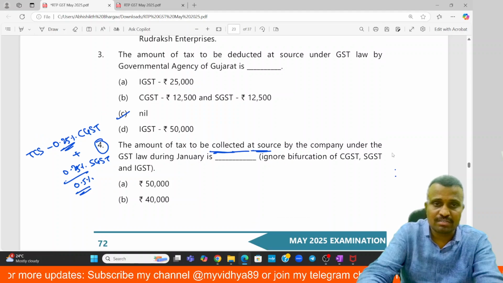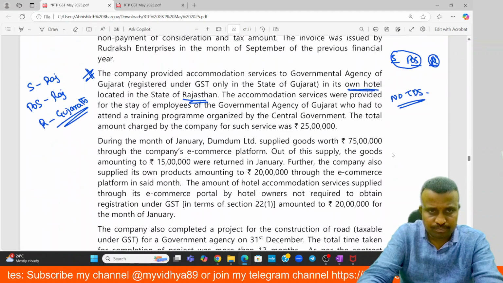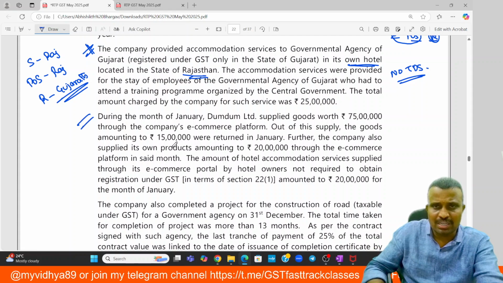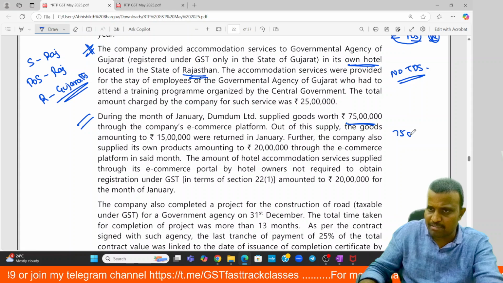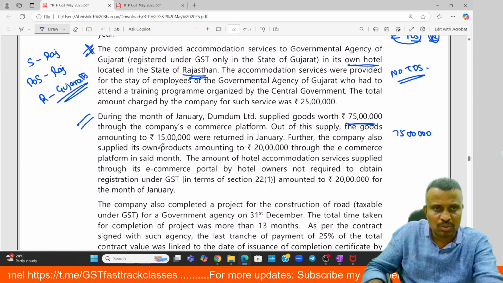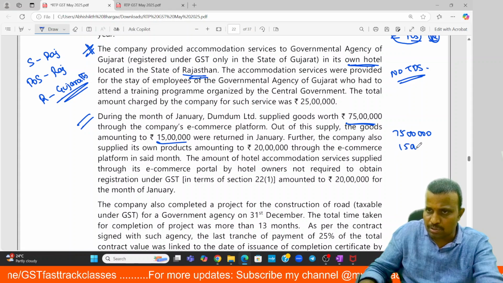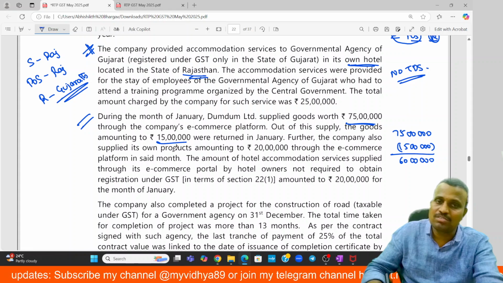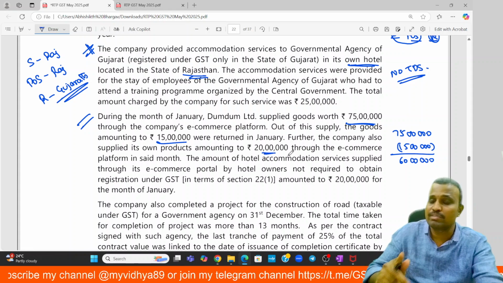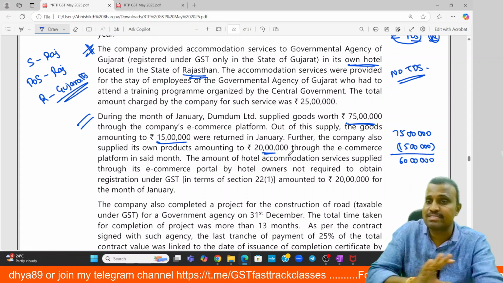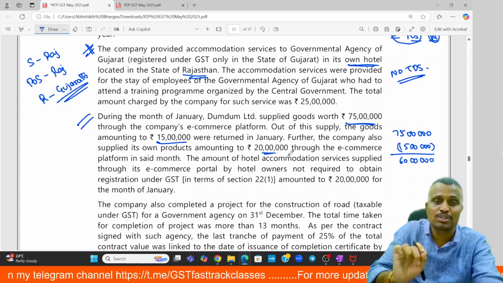Then coming to the ECO, here is the point we have. In case of the ECO, what is the total taxable supplies? They have 75 lakh. Out of that, goods amounting to 15 lakh were returned, so you have to reduce 15 lakh, and the remaining amount is 60 lakh. Further, the company also supplied its own product amounting to 20 lakh through the ECO. Remember, own products supplied by the ECO through their portal do not form part of net supplies for the purpose of TCS.